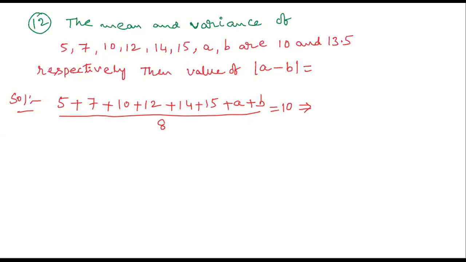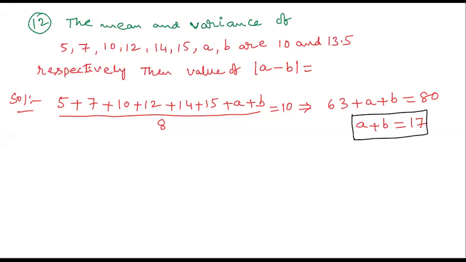Now calculate this 5 plus 7. Total we get after calculation 63 plus A plus B is equal to 80. Now finally A plus B is equal to 17. So in this relation we got A plus B value.